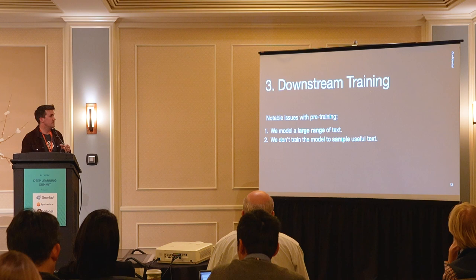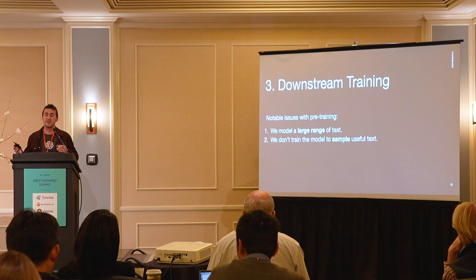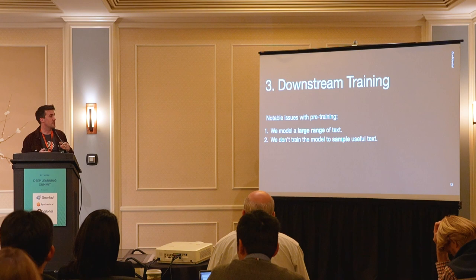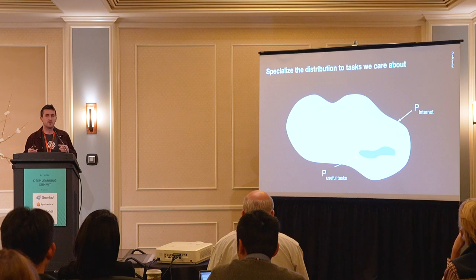So to recap two notable issues with pre-training and the sampling of models that we mentioned in part one: we model a large range of texts, some of which is not applicable to how you want to use the model. And in part two, we don't train the model to sample specifically. We're going to look at some techniques which combat this.